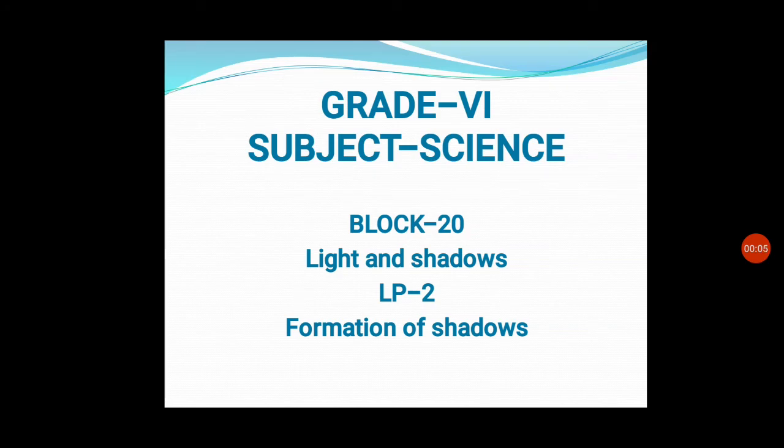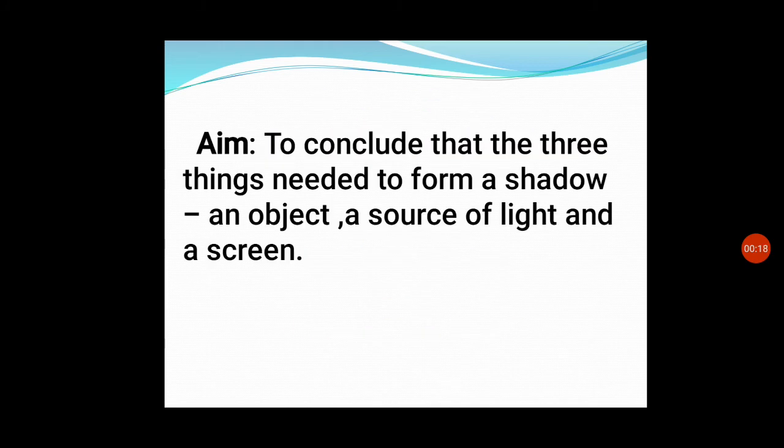Before watching this video, make sure that you have watched the video of LP1 of block 20. This is all about light and shadows, and this LP2 is about formation of shadows. Our aim is to conclude that the three things needed to form a shadow are an object, a source of light, and a screen.